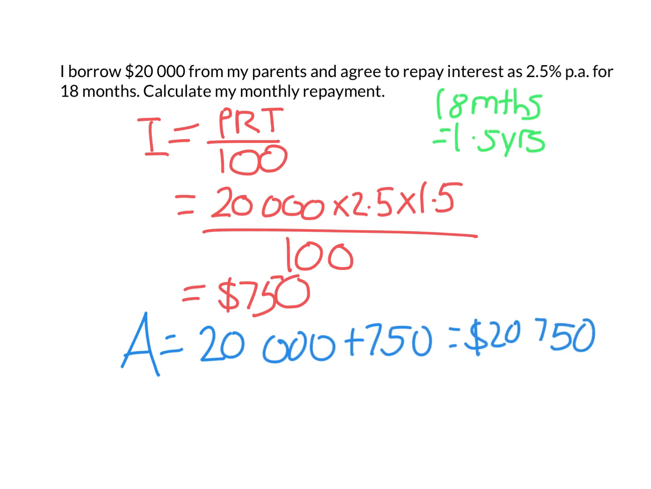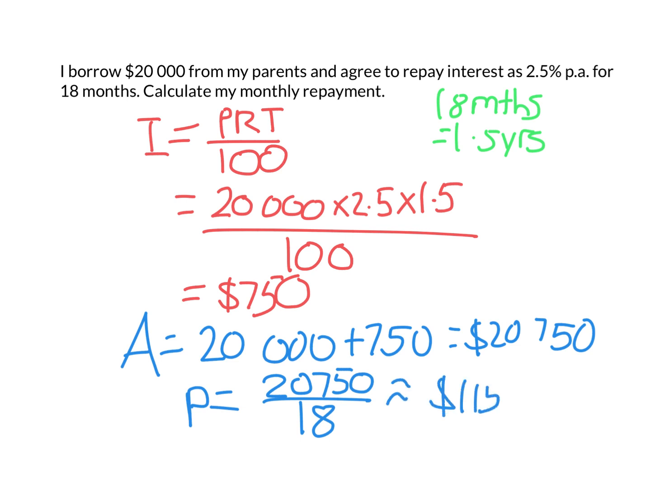So my monthly repayment, which I'll just call P for payment, it will be the total amount I have to pay back divided by the number of months. And so putting that on our calculator, it's about $1,153 per month. All right, let's now look at an example where we find P, R, or T.